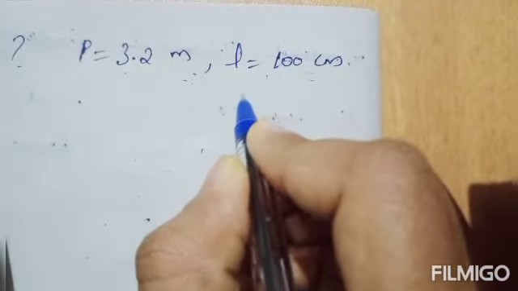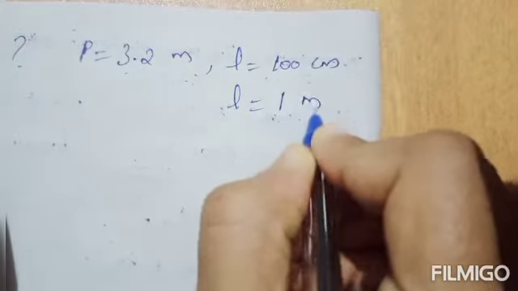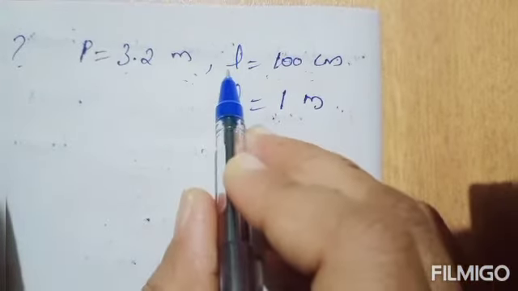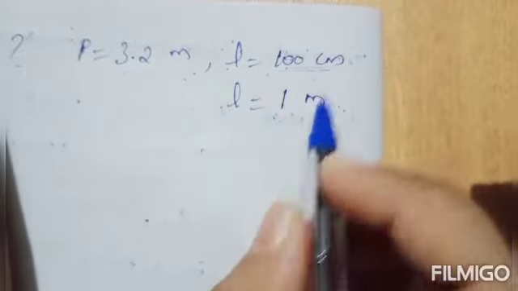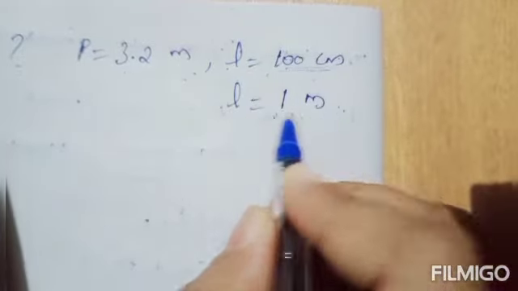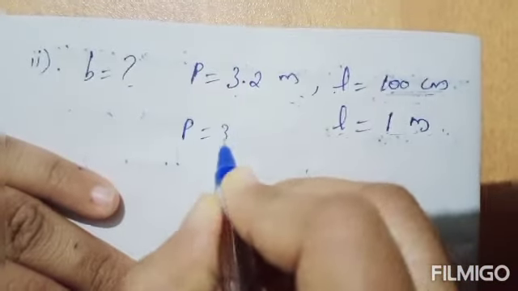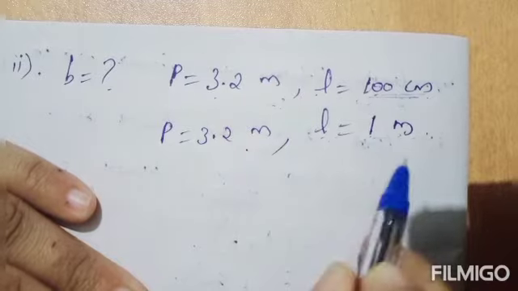So here length equals 100 centimeter. 100 centimeter, we know, is 1 meter. Let us convert centimeter to meter here. Length is 100 centimeter, that 100 centimeter means it is 1 meter. So let us take length equals 1 meter, perimeter equals 3.2 meter. Now the units are the same.